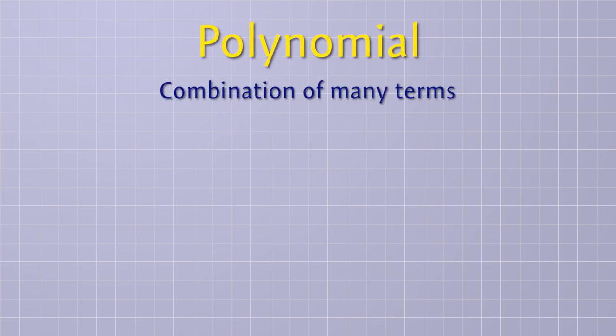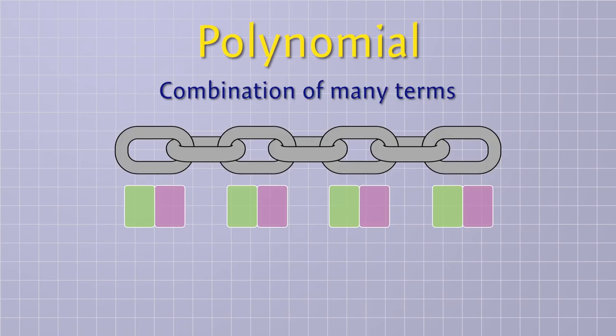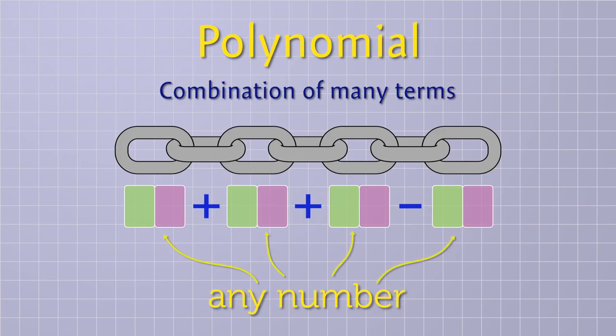First, let's see how this basic idea of a term helps us understand the basic idea of a polynomial. A polynomial is a combination of many terms. It's kind of like a chain of terms that are all linked together using addition or subtraction. The terms themselves contain multiplication, but each term in a polynomial must be joined by either addition or subtraction. And polynomials can be made from any number of terms joined together.